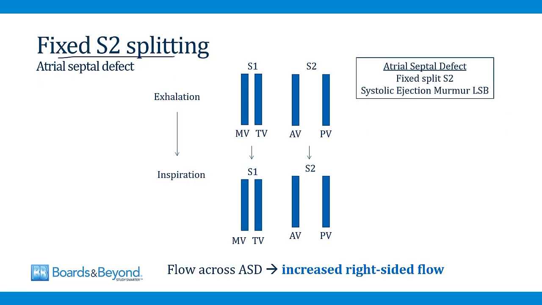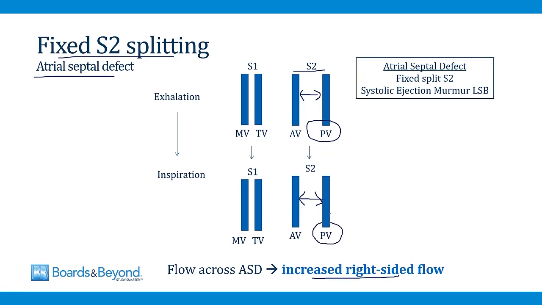Fixed splitting of the second heart sound is also abnormal. This is the classic auscultatory finding in a patient with an atrial septal defect. Let's look at our diagram once again. In the case of fixed splitting, the second heart sound is widely split during exhalation and remains split to the same degree during inspiration. And the reason this happens is because in patients with ASD, there's more flow across the right side of the heart, and that causes the closure of the pulmonic valve to be delayed during all phases of the respiratory cycle, exhalation and inspiration.